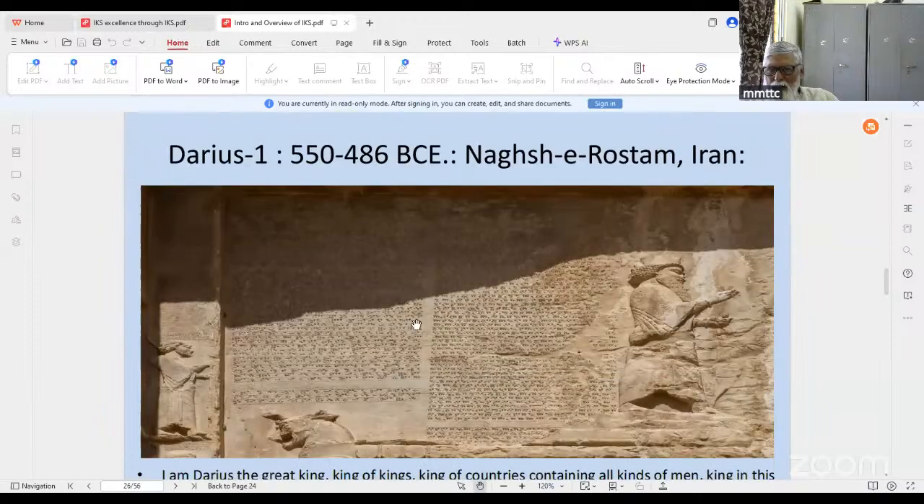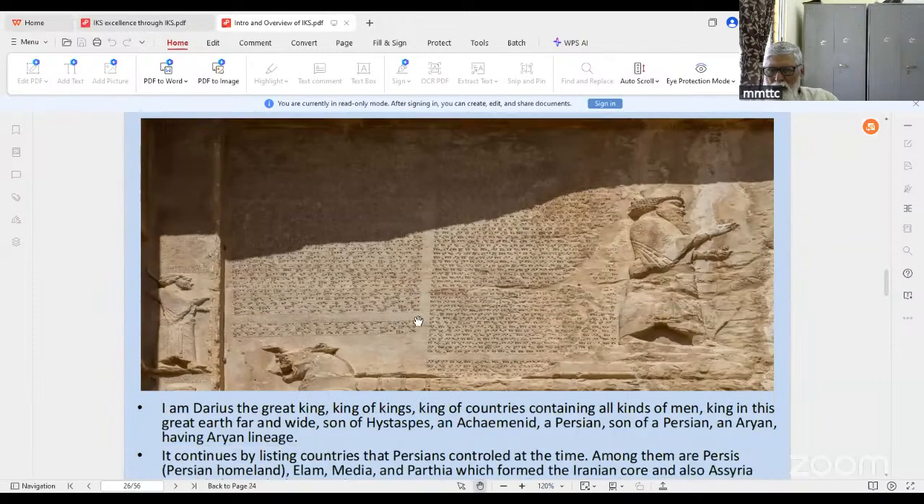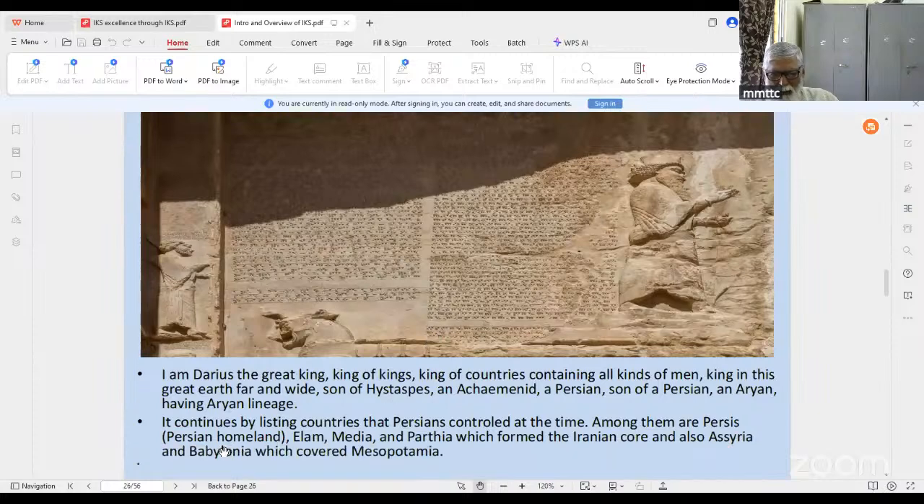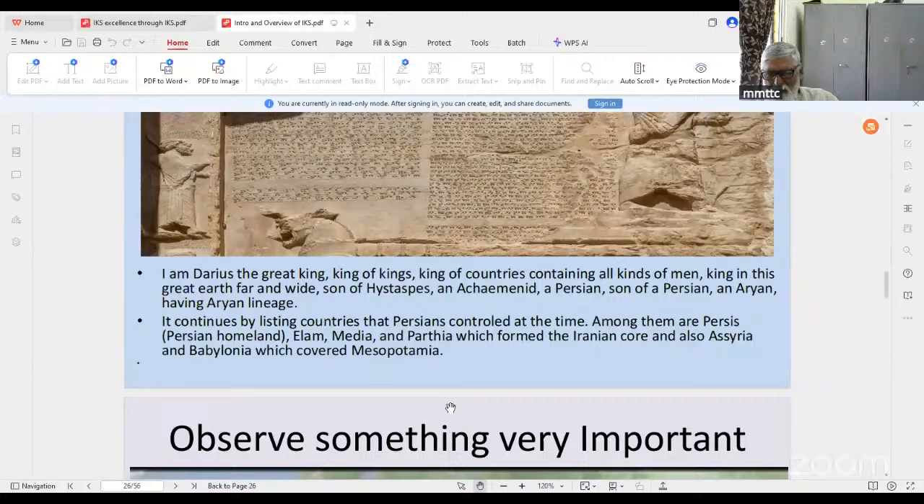This is the Darius inscription, a continuous listing of countries. He also says that he's a Persian, son of a Persian, and Aryan, having Aryan lineage. This is how the Aryan migration came. There was no Aryan invasion.